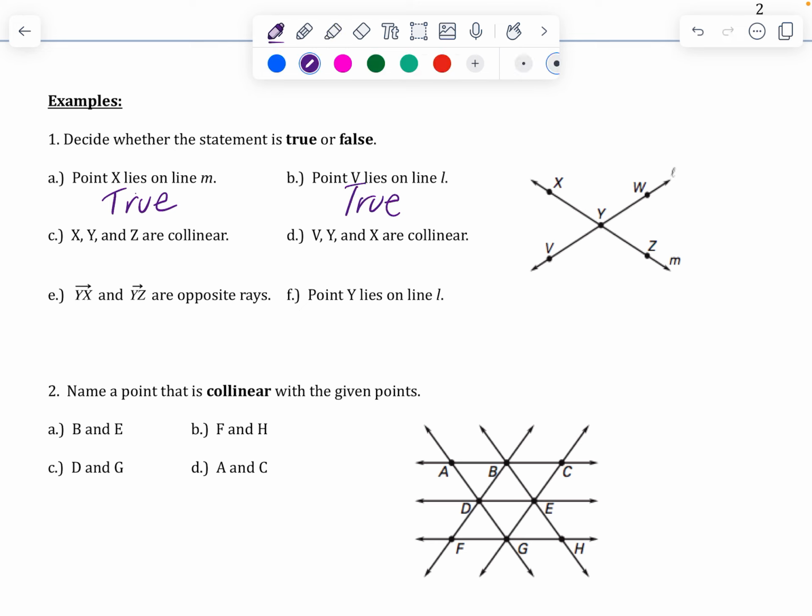X, Y, and Z are collinear. Remember, that means that they lie on the same line. So let's see, X, Y, and Z are all on line M. V, Y, and X are collinear. We have V, Y, and X. So V and Y are collinear, but X does not lie on the same line. So that would be false.